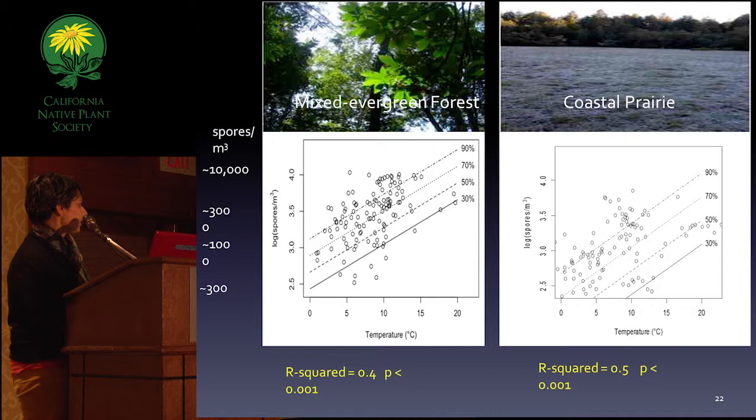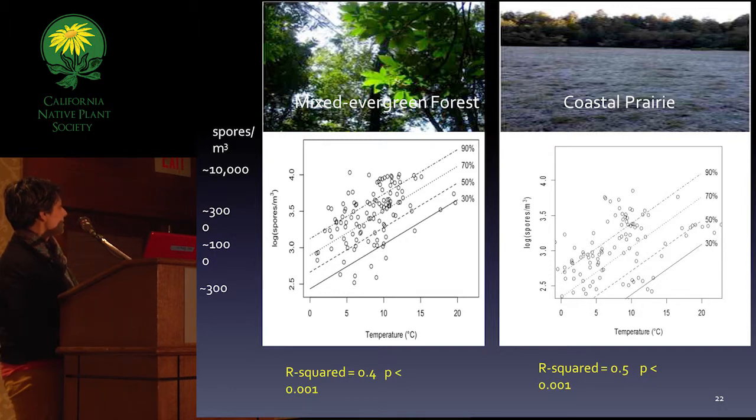I have temperature on the x-axis for both our mixed evergreen forest and coastal prairie, and again spore density on the y. These regression lines show the slope of relative humidity at 30%, 50, 70, 90, where 90 would be like raining. And what's really cool is you can say, okay, in the forest, between maybe 5 and 15 degrees, and between 30 and 90 relative humidity, that's where you're going to see the most inoculum in the air.